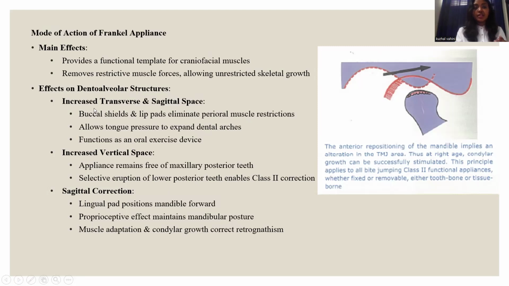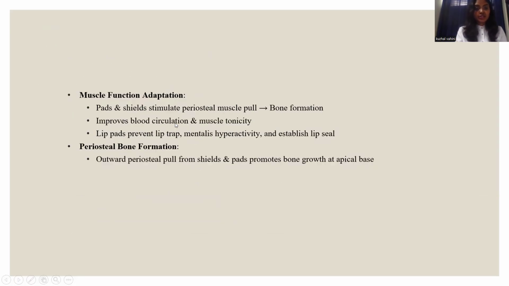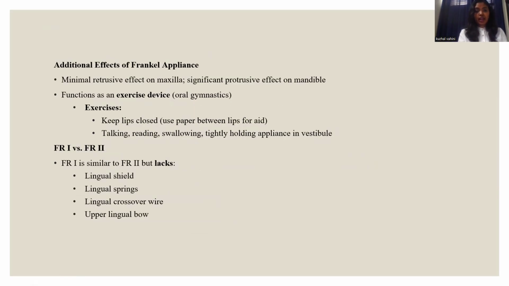Selective eruption occurs. Then the increased transverse and sagittal space, where the buccal shields and lip pads eliminate the perioral muscle forces. So with muscle function adaptation, the pads and shields stimulate the perioral muscle pull, which helps in bone formation. Then we have the periosteal bone formation. An additional effect of the Frankel appliance is that it also acts as an exercise device. Hence, it's called oral gymnastics.